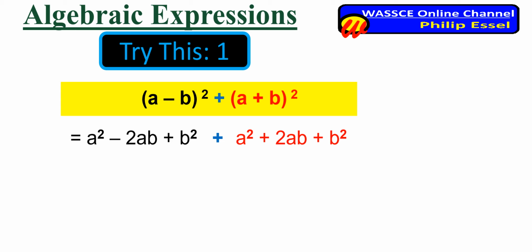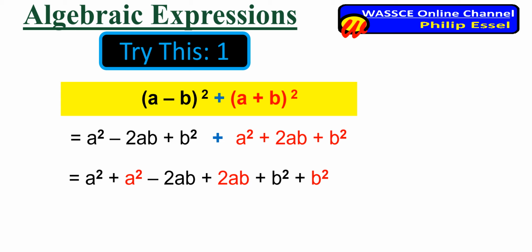At this point, we would be grouping our like terms. When we do this, we would get the new expression: a squared plus a squared, then minus 2ab, then plus 2ab, then plus b squared, plus again b squared. So that's how we would group our like terms.